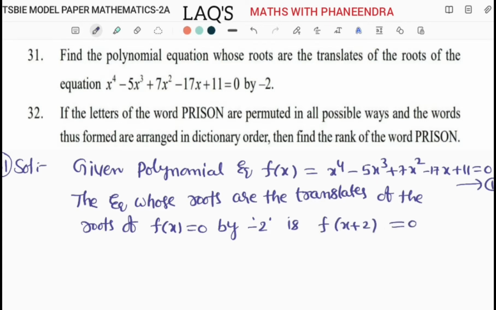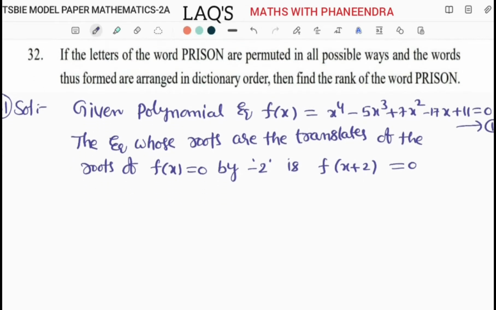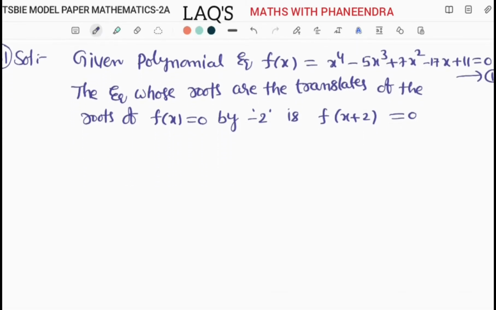Here the formula: h is equal to minus 2, f of x minus h, or f of x plus h. So f of x plus 2 equal to 0 means in place of x substitute x plus 2 and simplify, you will get the answer. But it will take time, x plus 2 whole power 4, x plus 2 whole power 3, we need to expand, no? So for that one procedure will be there. That procedure we will do by the diminution method. We will do this by first considering synthetic division only.